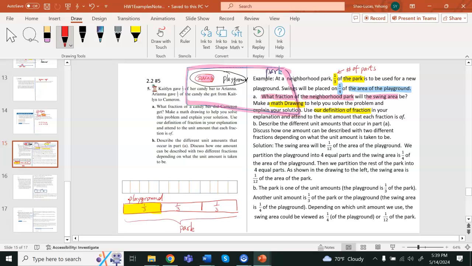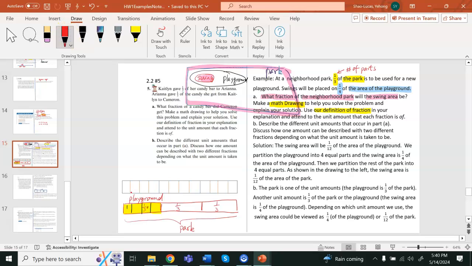And now next, 1/4 is 1/4 of what? 1/4 of the playground. Which means, since I took the first section as my playground, I'm going to divide this into 4 equal parts. 1/4 means you have 4 equal parts. So each of them is going to be 1/4. But be careful, this 1/4 is 1/4 of the yellow area, not 1/4 of the entire park. So we have to be careful here.